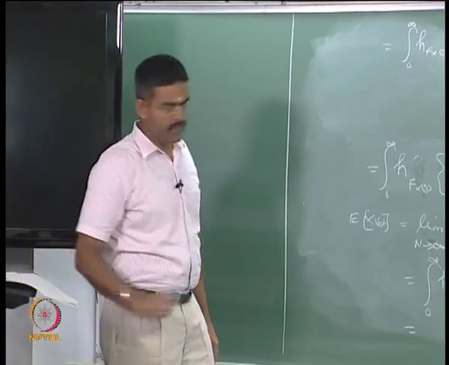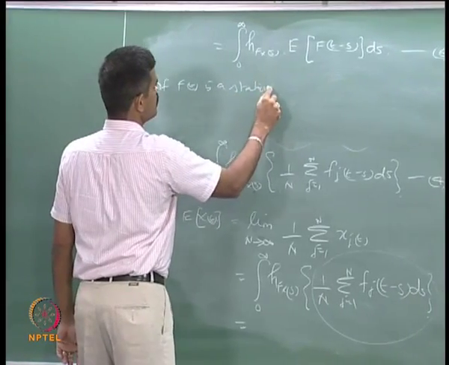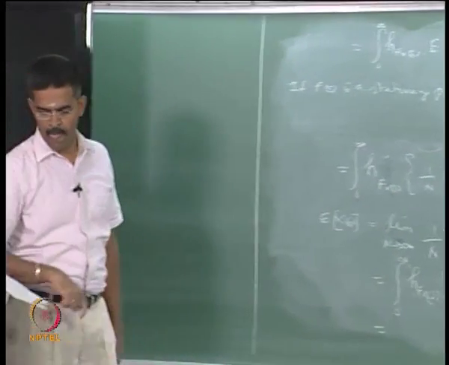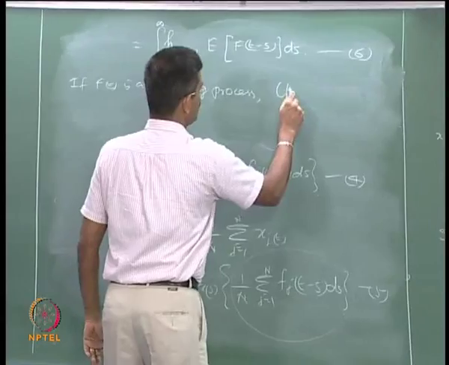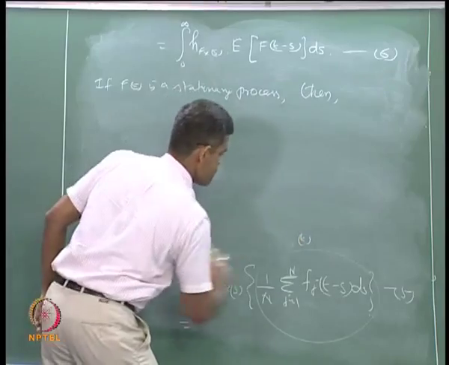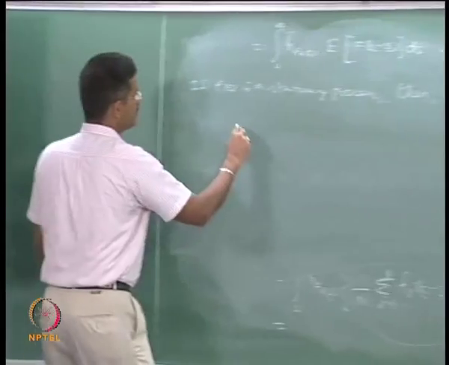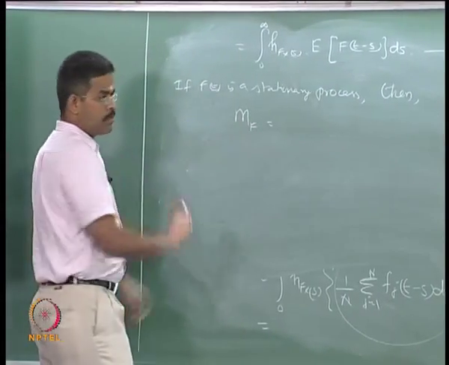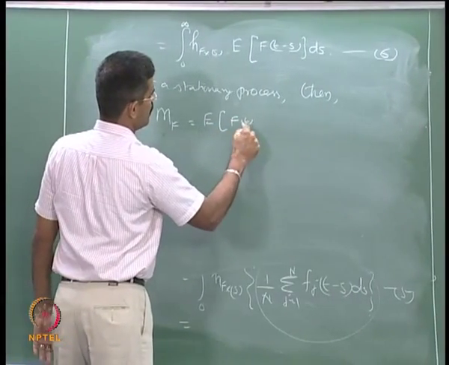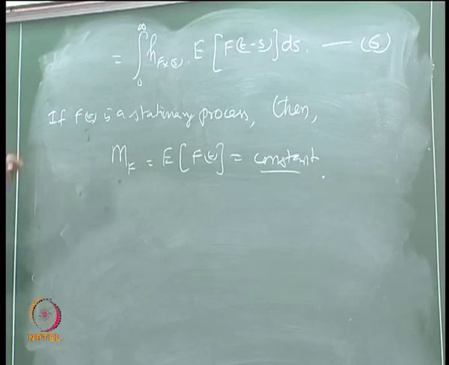Now we already know that if f of t is a stationary process, which in most of the cases in offshore structures is true, then we have a very important interpretation. The mean value of this, which is m of f, I am talking about the load, the mean value of this, which is expected value of f of t, is constant, is it not? That is the definition for a stationary process.